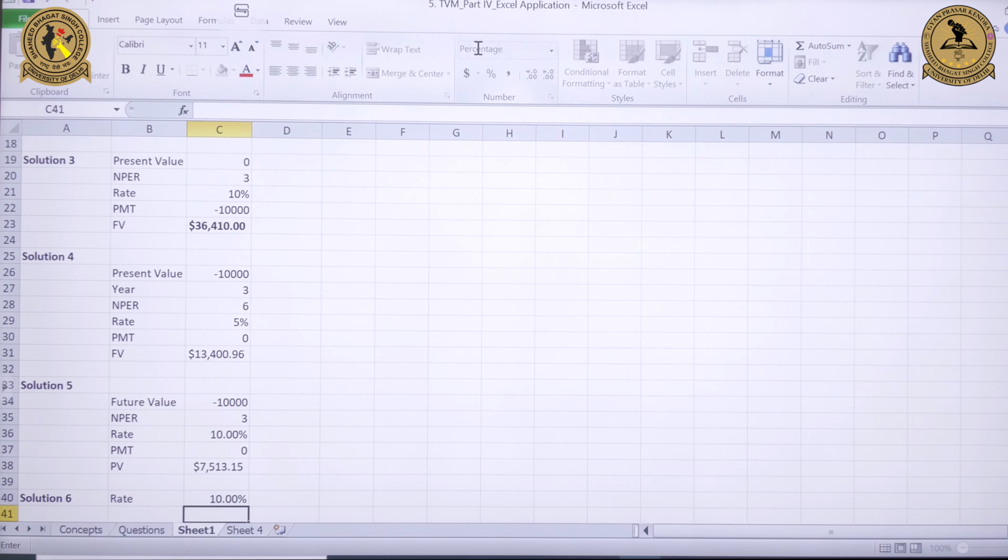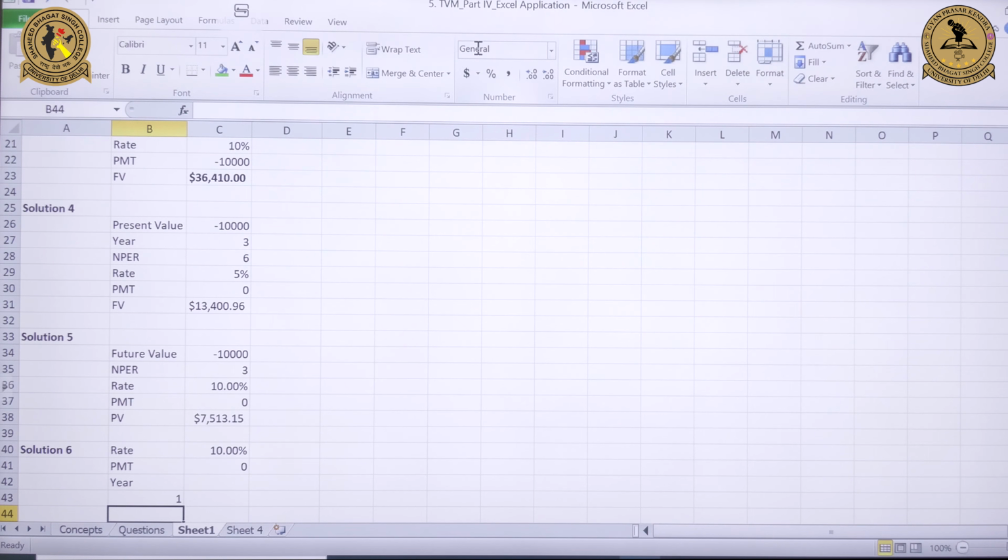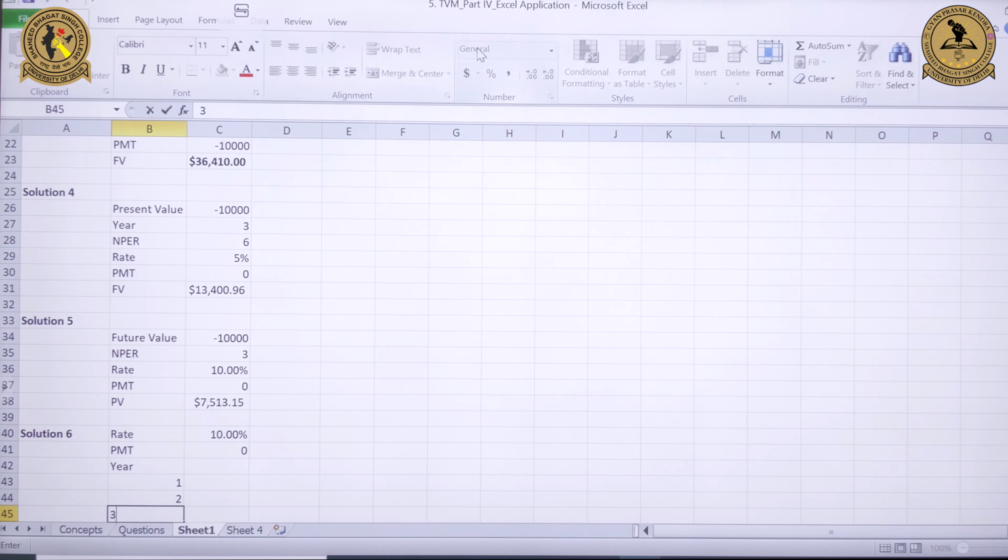In this case, rate is 10%, PMT is 0, year is first year, second year and third year. The cash inflows are 10,000, 5,000 and 2,000. So if you can recall our discussion on discounting technique, I have told you that in case of present value of series of unequal cash flows, we need to follow a long cut procedure.